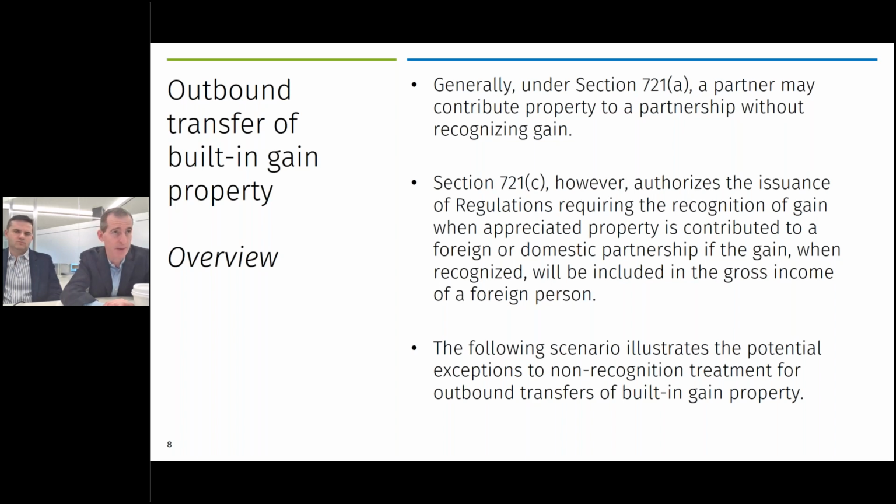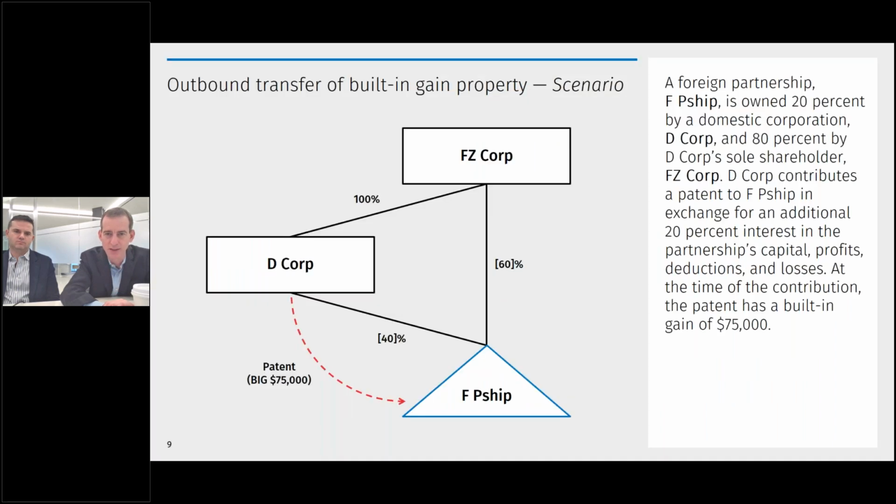There was a notice that came out, and then the final regs were ultimately issued, I think, in January of 2020. And so those regs flesh out the provision here, and we're going to go through an example that illustrates what those requirements are. So with that, I'll turn it over to Jake, and we'll go over the first problem.